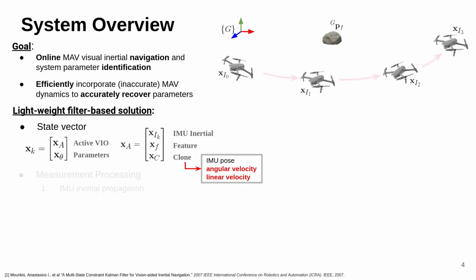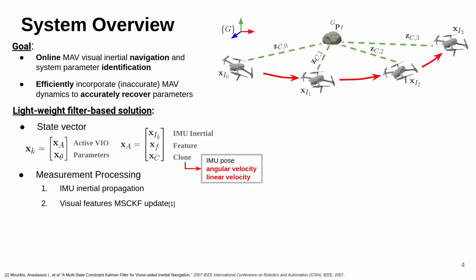From a high level, there are three sources of measurements. We first use the IMU to propagate the state forward. The visual measurements are processed with the standard MSCKF update. Finally, the MAV dynamics can also update the filter.